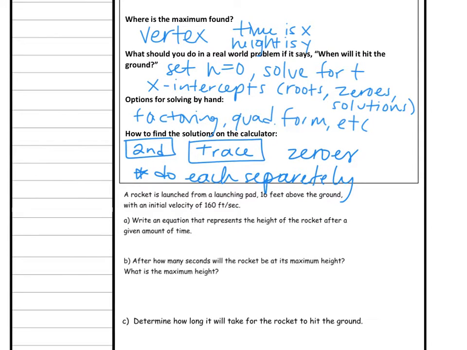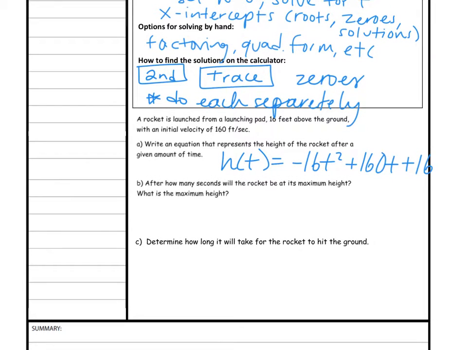Equation? h of t equals negative 16t squared plus 160t plus 16. Do you guys agree? Me too. Okay. So after how many seconds will the rocket be at its maximum height?